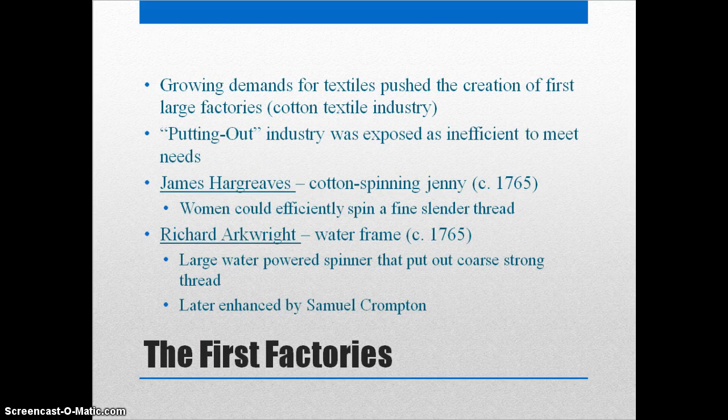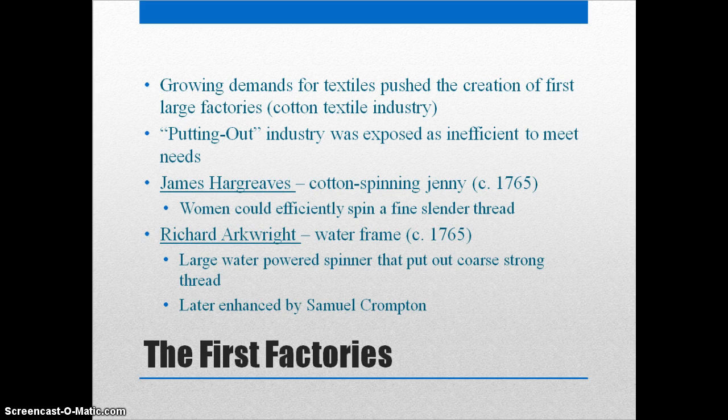The textile industry is where everything starts. Okay, the first factories were textile factories. There were growing demands for textiles, and they pushed the creation of these first large factories. Before this, we had cottage industries, and we had the putting out system. That putting out system, if we review from chapters 19 and 20, was that idea that families would work within their home. Factories would put out yarn specifically to be spun. They were somewhat inconsistent in production, and they were mostly inefficient, okay? And really this need for cotton textiles exposes that inefficiency.